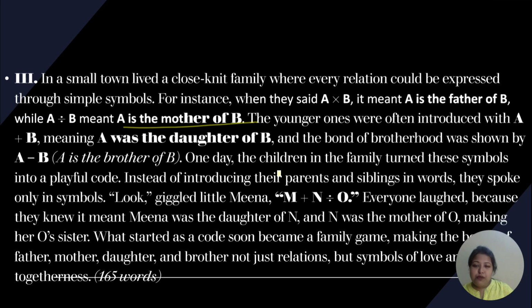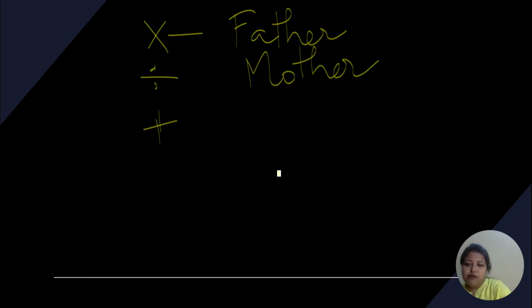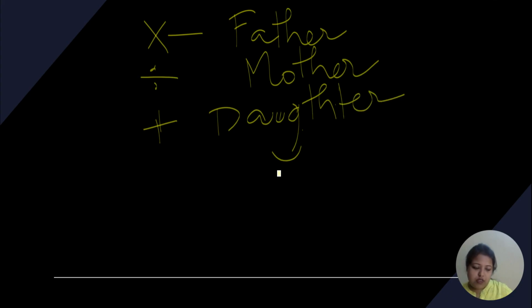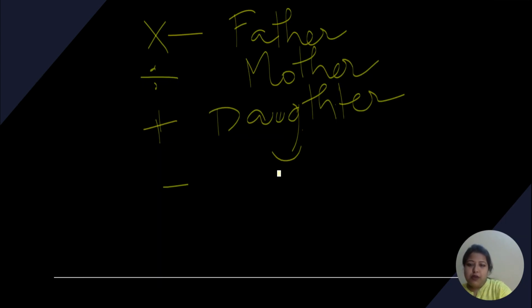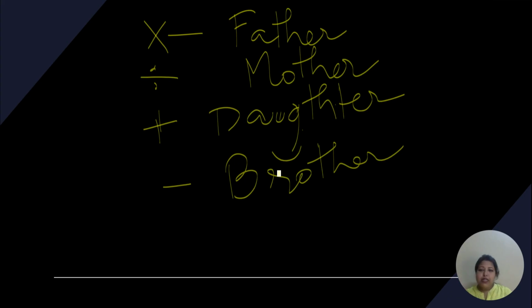And A plus B means A is the daughter of B. Plus means daughter. And A minus B means A is the brother of B. Minus means brother. So multiplication means father, division means mother, plus means daughter, and minus means brother, and everything will be considered from the left hand side. Left hand side matters the most.